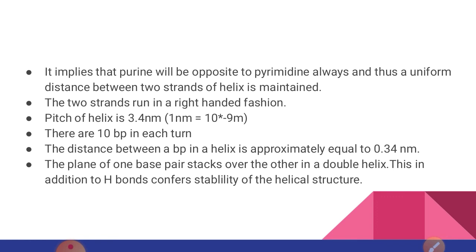What does this mean? It means that the plane in which one base pair lies stacks over the plane of the other base pair in a double helix structure. As I have told you already, hydrogen bonds are very strong bonds, and this stacking of the planes of the base pairs one over another confers stability to the helical structure in addition to the stability given by the hydrogen bonds.